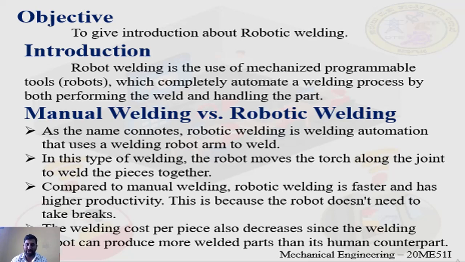As the name connotes, robotic welding is welding automation that uses a welding robot arm to weld. In this type of welding, the robot moves the torch along the joint to weld the pieces together. Compared to manual welding, robotic welding is faster and has higher productivity, because the robot does not need to take breaks. The welding cost per piece also decreases since the welding robot can produce more welded parts than its human counterpart.